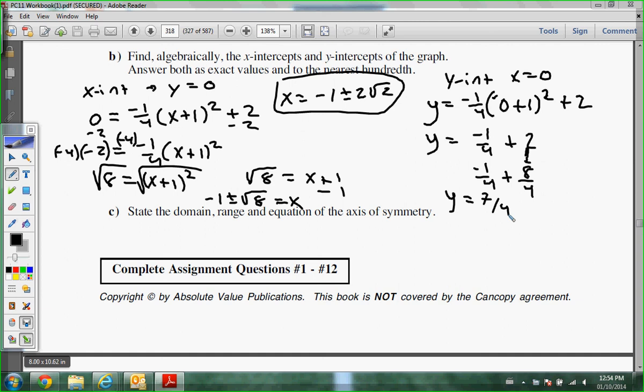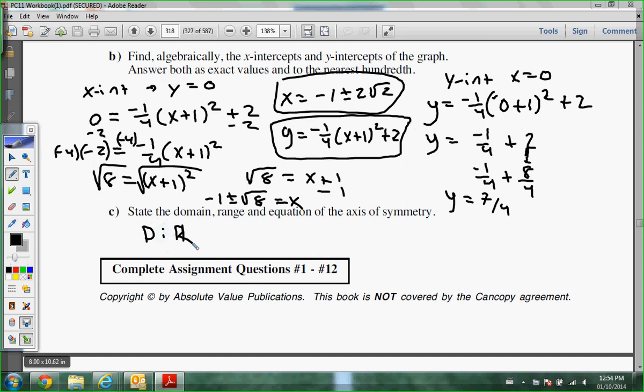Okay, so then state the domain and range of the equation and the axis of symmetry. Our equation is, I'll write it again right here: y equals negative 1/4 (x plus 1) squared plus 2. What is the domain? Is there any limitation on my x? Is there anything my x can't be? No, so my domain is all real numbers.